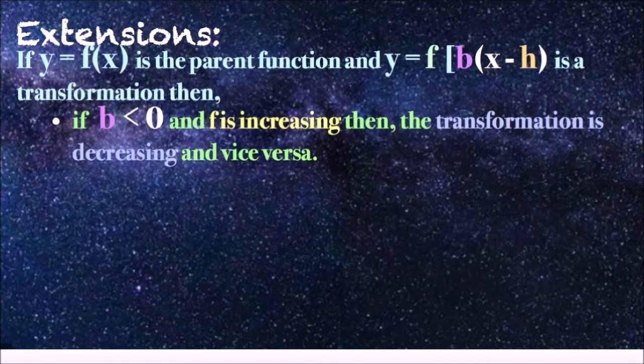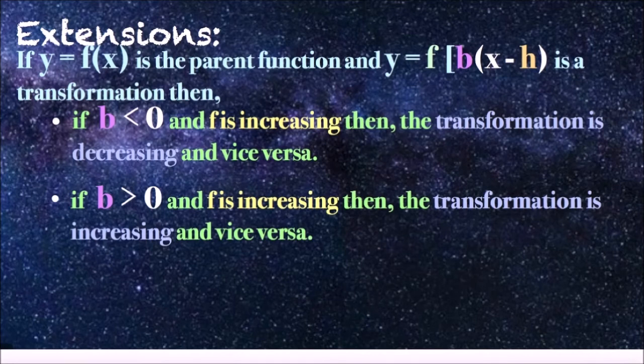If y equals f of x is the parent function and y equals f of b times the quantity x minus h is a transformation, then if b is less than 0 and f is increasing, the transformation is decreasing and vice versa. If b is greater than 0 and f is increasing, then the transformation is increasing and vice versa.